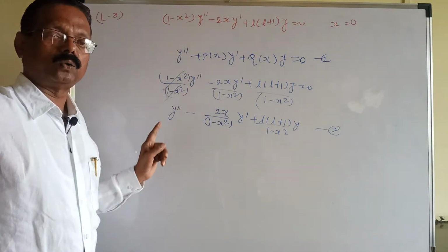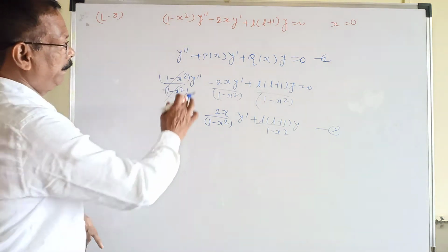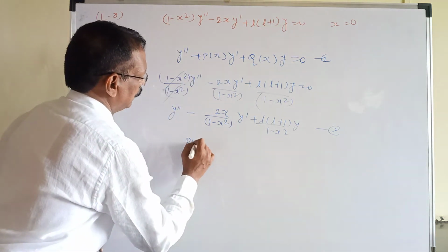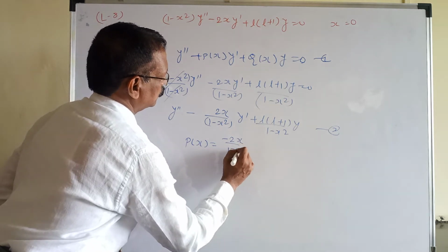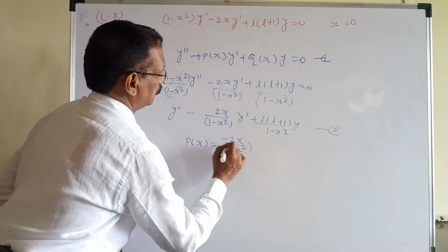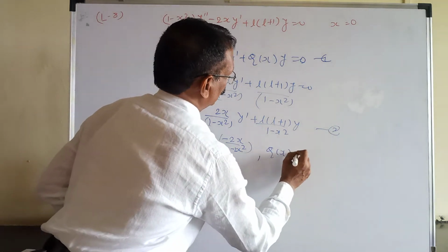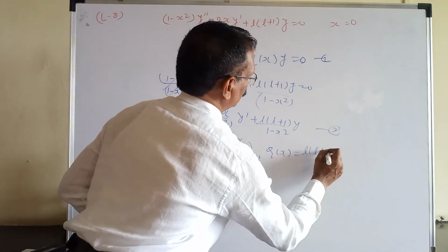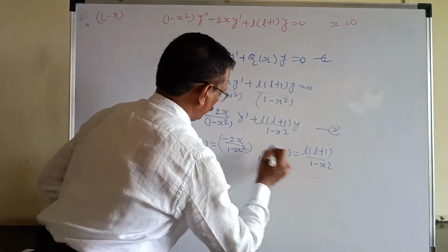Comparing equation 1 and 2, what do we get? We get the value of p of x and q of x. So compare. p of x is equal to minus twice x upon 1 minus x square. And what is q of x? q of x is equal to l into l plus 1 upon 1 minus x square. So these are the values of p of x and q of x.